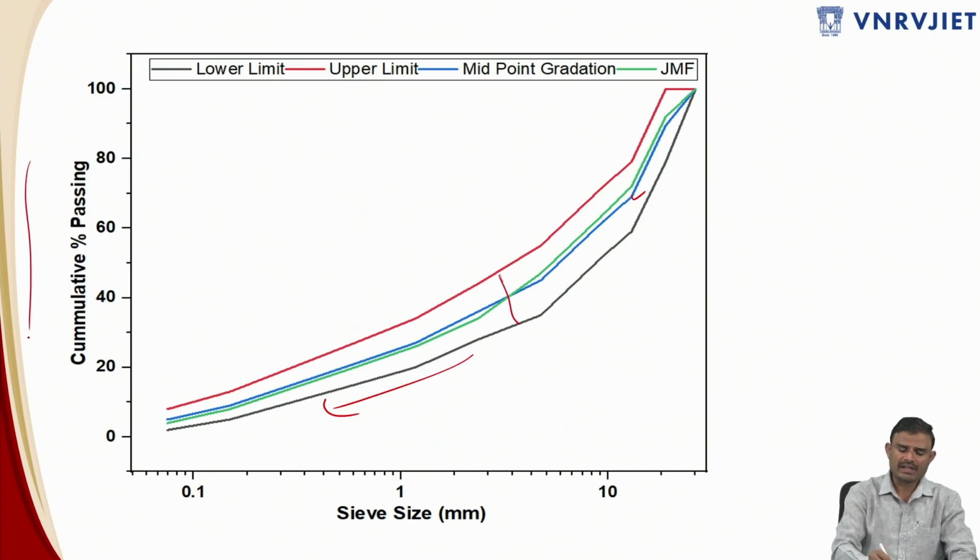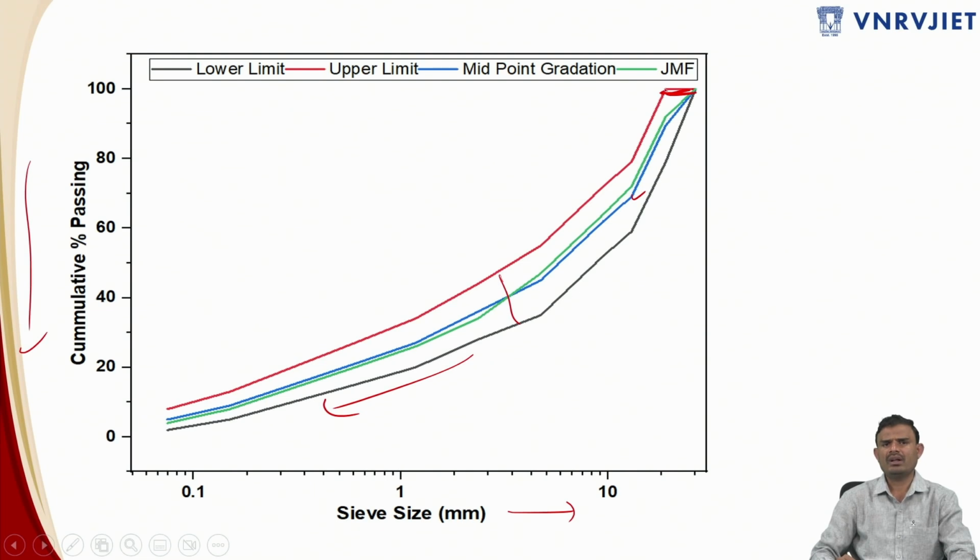So this you have to plot on the semilog graph. This is the sieve size and this is the cumulative percentage passing. So 100% is passing up to here, and this is how you get the graph over here. And after that you have taken 1200 grams of aggregate.